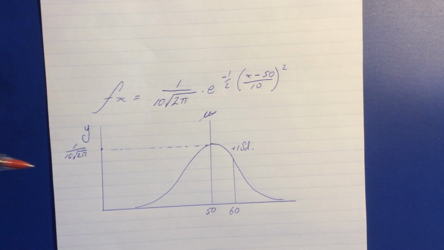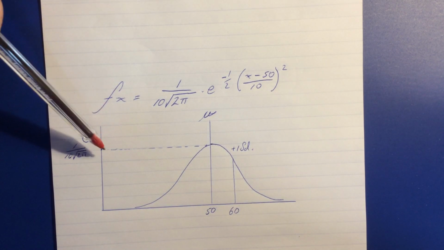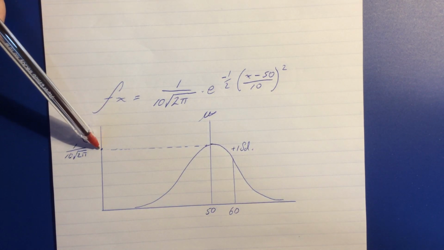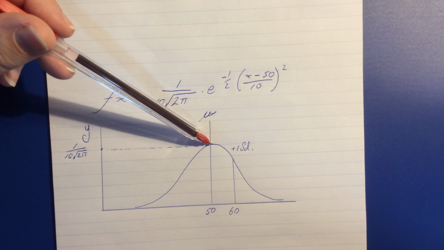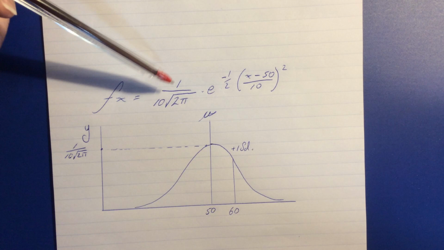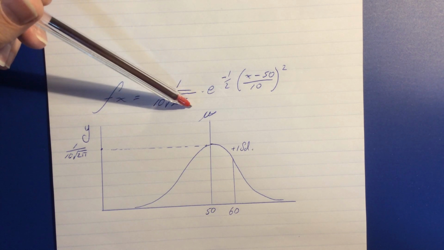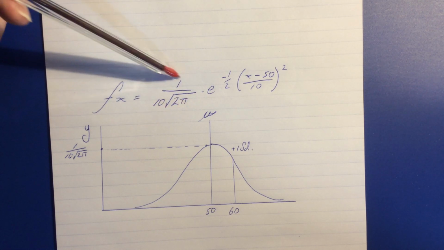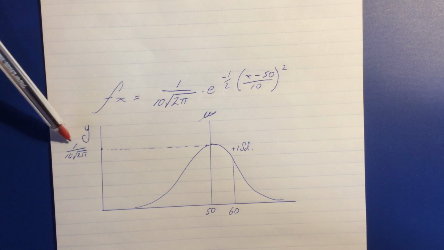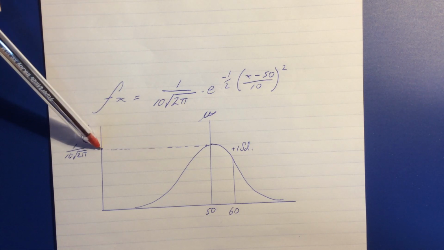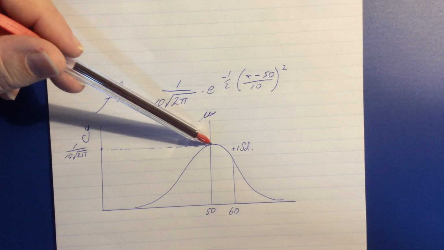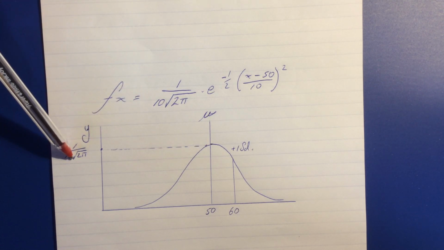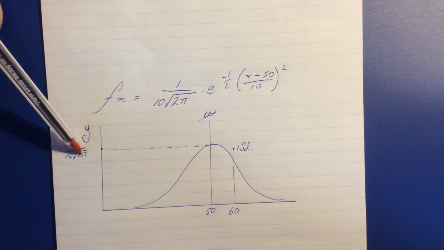Now, one of the things that you may or may not have seen when you were working with normal distributions is the y value of the maximum here, of the point of the mean. And this part of the function gives you that y value. So on the y-axis, this point here is 1 over 10 times the square root of 2 pi.